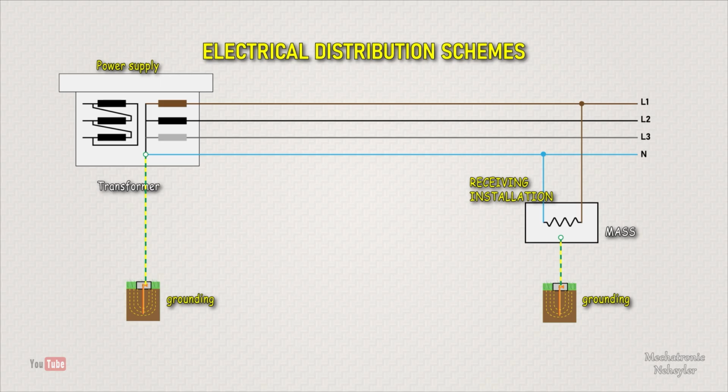The distribution schemes are established based on the ground connections of the distribution network or the power supply, on the one hand, and on the other hand, the masses of the metal enclosures of the loads of the receiving installation. In the electrotechnical regulations for low voltage, distribution diagrams are made using a letter code. The first letter indicates the type of ground connection on the power supply or transformer. And the second letter indicates the type of connection of the receiving masses.